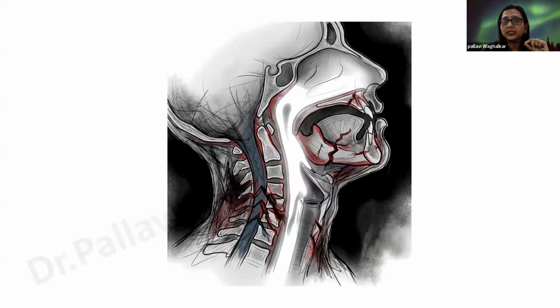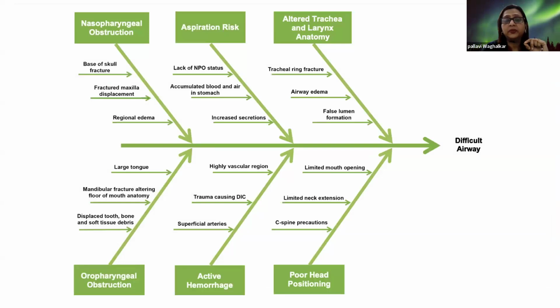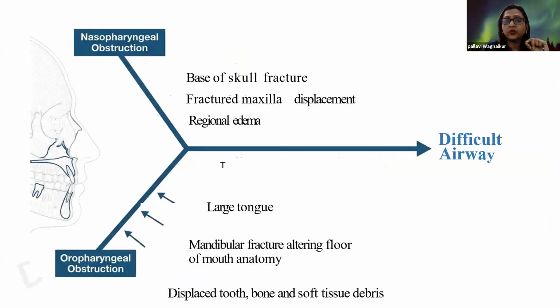We all know it's a difficult airway. Maxillofacial trauma is a difficult airway. What makes this airway difficult? There are multiple factors. First of all, there will be nasopharyngeal obstruction because of base of skull fractures or fractured maxilla displacement, and there is regional edema because of the trauma.